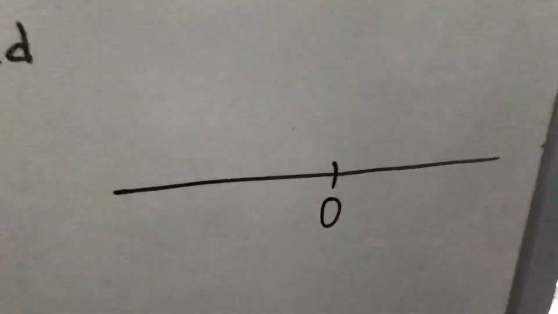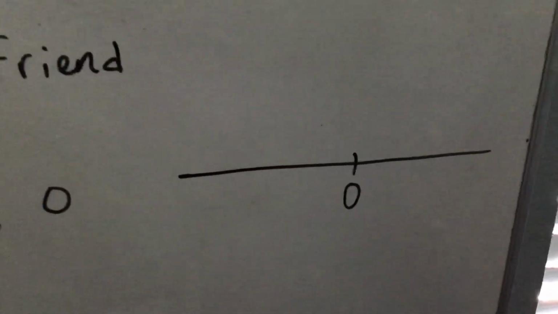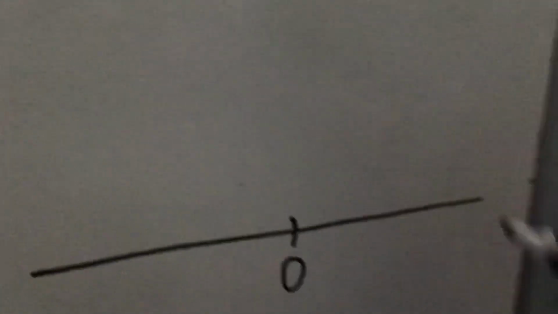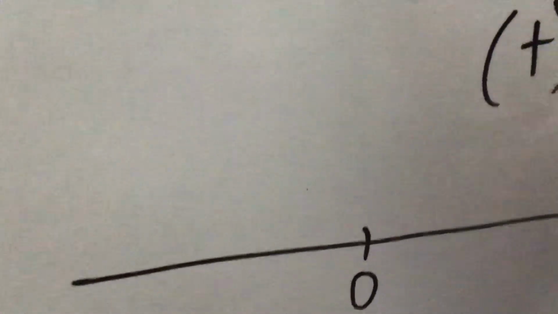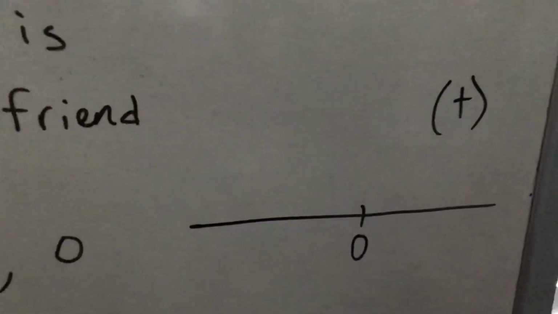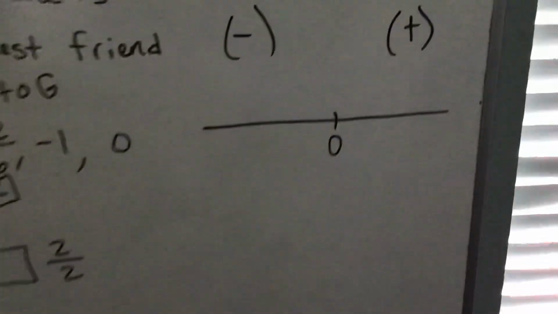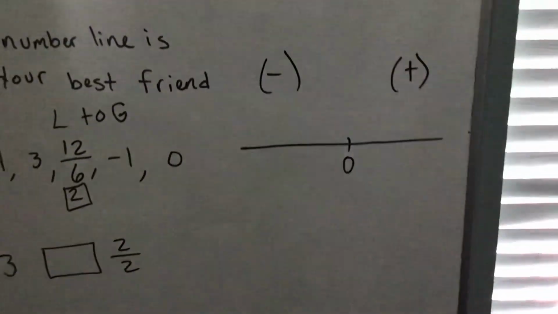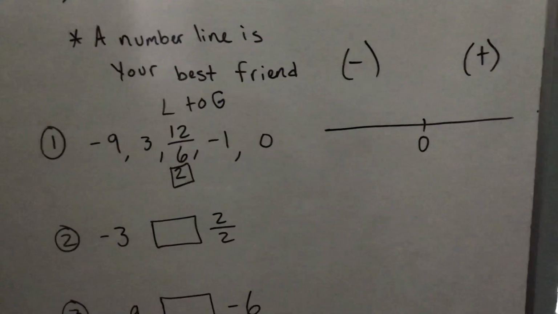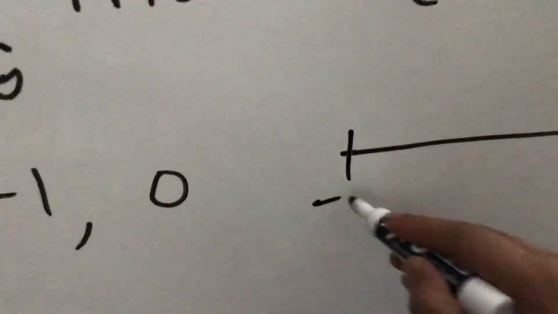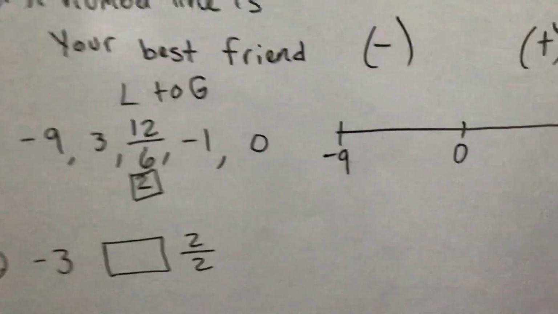On any given number line, I like to draw my midpoint, which is 0. To the right of 0 are always my positive numbers, and to the left of 0 are always my negative numbers. That's a good starting point and important things to label. So we're going to start labeling -9, which is to the left of 0.